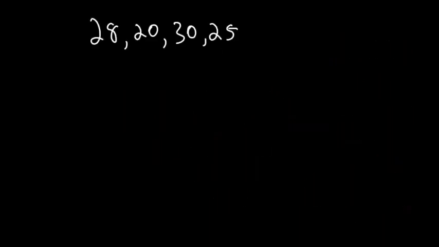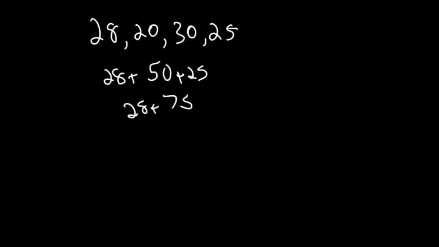Alright, so let's do another practice here. So I got these numbers, I'm going to find the mean. So again, first step, add them all up. Easiest thing here is 20 plus 30 is 50. Plus 25 would be 75. And I still got that 28 out there. So I got to do 28 plus 75, which is going to be 103. So I added 1, 2, 3, 4 numbers. So I'm going to divide 103 by 4.